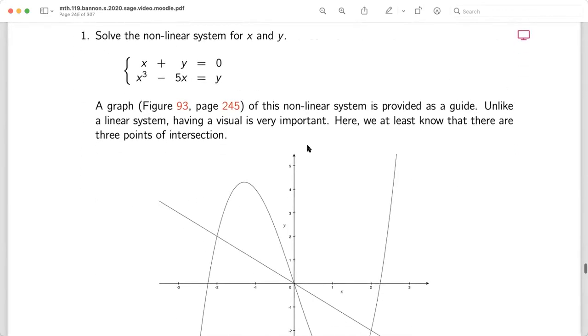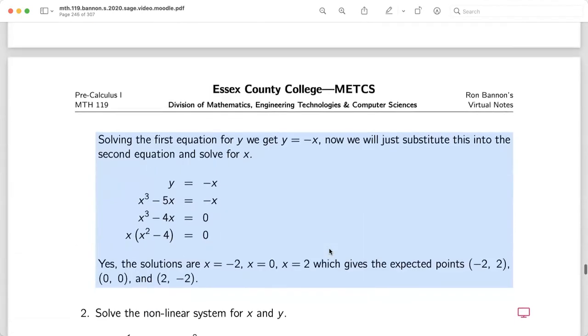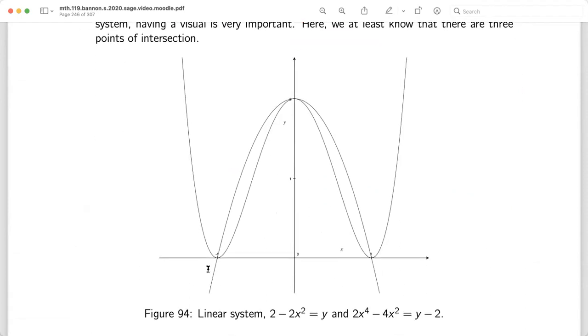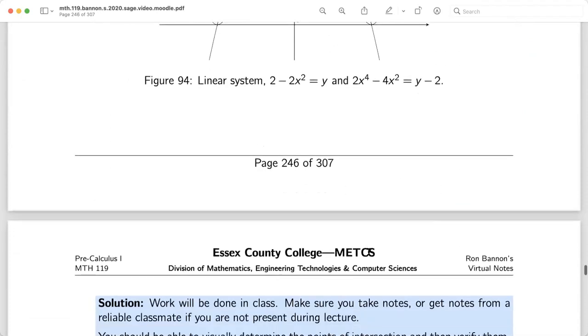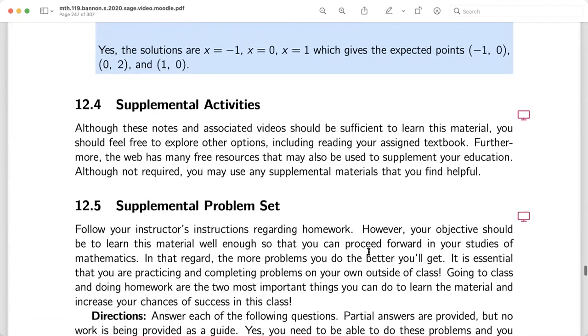So we want to do a bunch of examples. This is a line and this is a cubic. And the first example we did pretty simple. You draw the picture, you see the 3 points of intersection. The next one we did was a quadratic and a fourth degree polynomial. And again, looking at it, 1, 2, 3 points of intersection. And we went through those examples in class. I'm hoping you paid attention and you're capable of following what we've done.